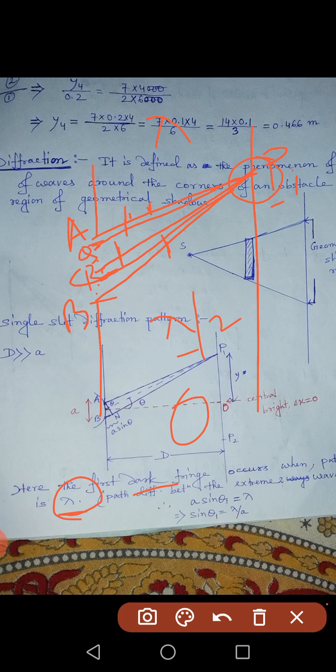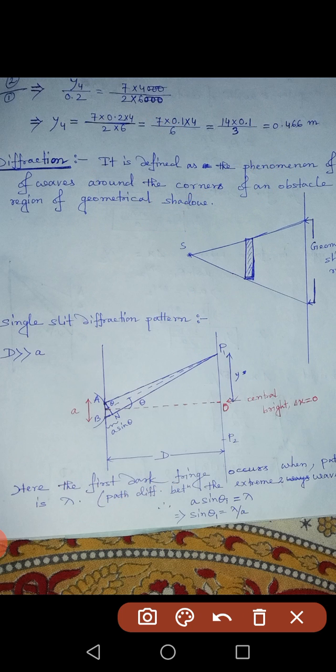Okay, then we will see where the second dark will be. If the first dark is obtained at lambda, the second dark will be obtained at 2 lambda. 2 lambda means when the path difference between the extreme two waves is 2 lambda, then we are getting the second dark. Okay, we'll discuss it, but before that let us see what we have written for the first dark.